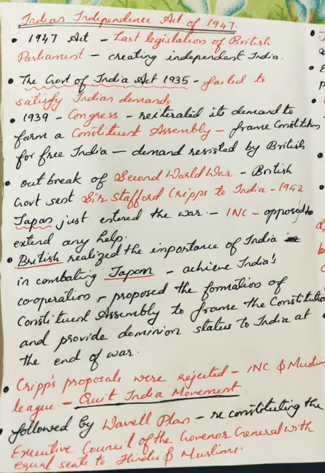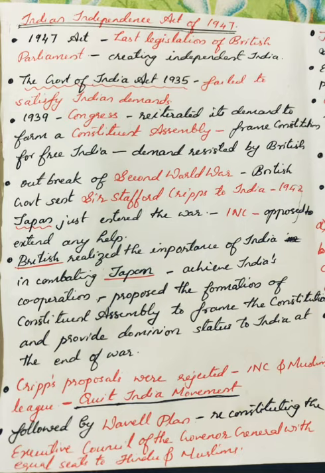The Cripps proposals were rejected by both the Indian National Congress and the Muslim League. Later it led to the Quit India movement. This was followed by the Wavell Plan. The Wavell Plan means that if all Indian political parties would help the British in the war, then the British government would introduce constitutional reform in India afterward. That's what is known as the Wavell Plan.